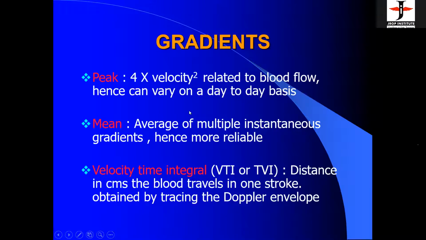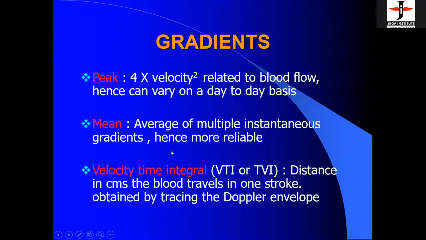In some situations, it is helpful, but in other, it is a 4 into velocity square, and the mean gradient is average of multiple instantaneous gradients. When you average multiple gradients, it is always more reliable. And this word you will be hearing again and again, velocity time integral. That is the distance in centimeters the blood travels in one stroke. And you obtain all these by tracing the Doppler envelope.